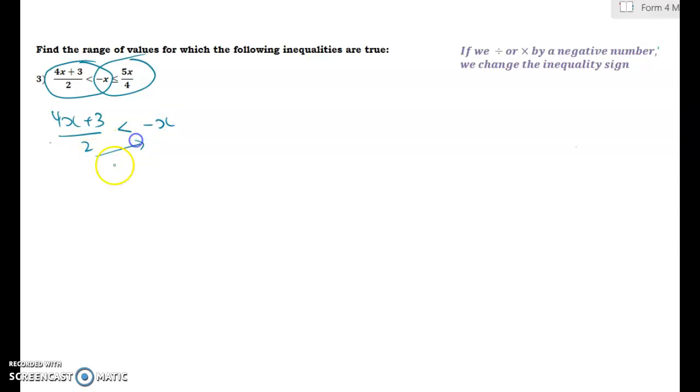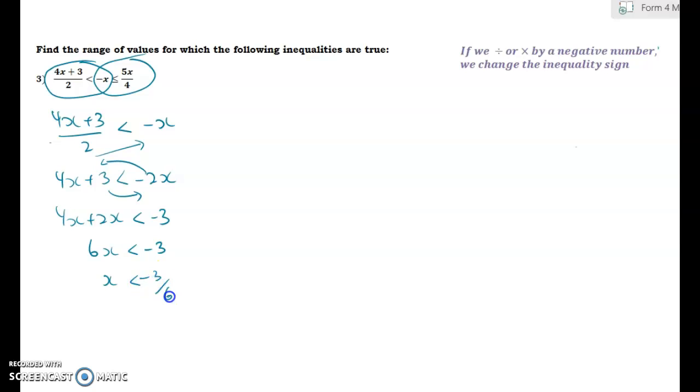Solving for x, I send this 2 here. Multiplying. Bring this 2x over here, send that 3. 6x is less than minus 3, so x would be minus 3 divided by 6, x is less than a half. First piece answered. The second piece now looks like this.